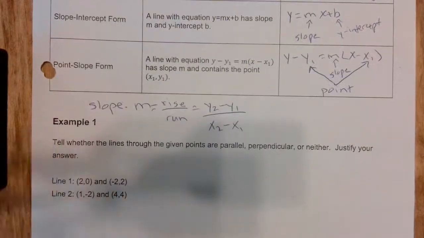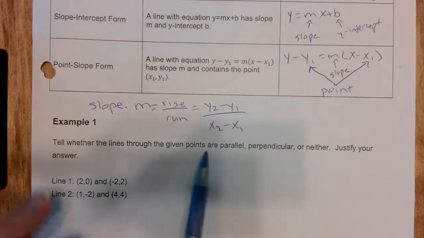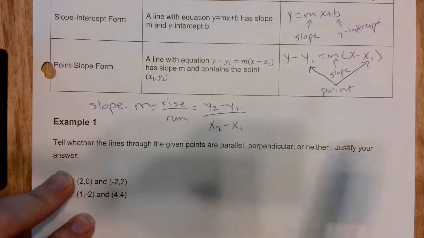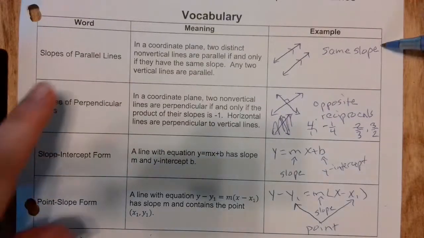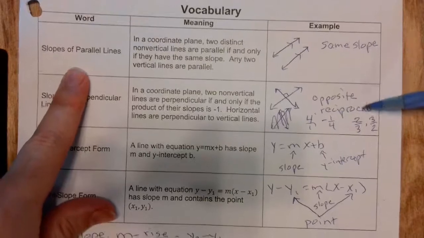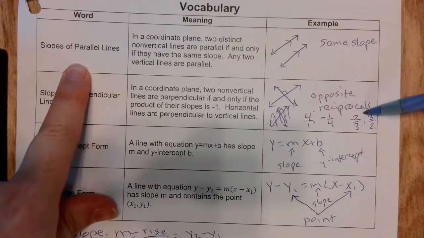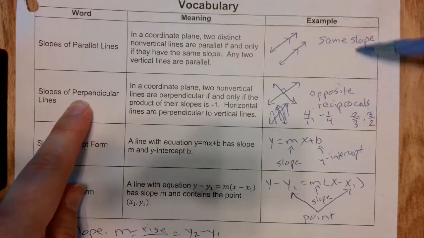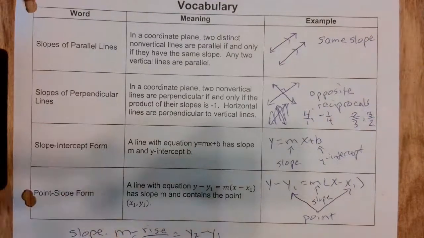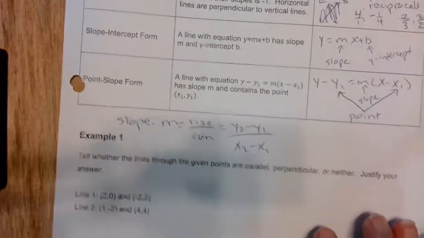So example 1. Tell whether the lines through the given points are parallel, perpendicular, or neither. Justify your answer. In order to know if they're parallel, perpendicular, or neither, we need to know if they have the same slope, they would be parallel. If they have slopes that are opposite reciprocals, they would be perpendicular. Or if they have neither, then they're just neither. So let's find the slopes.